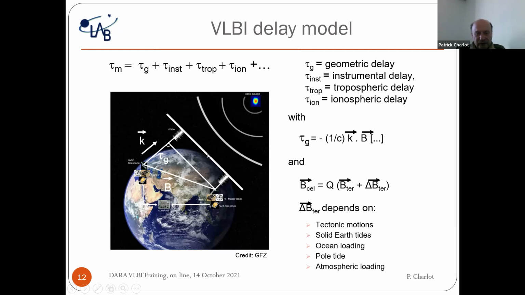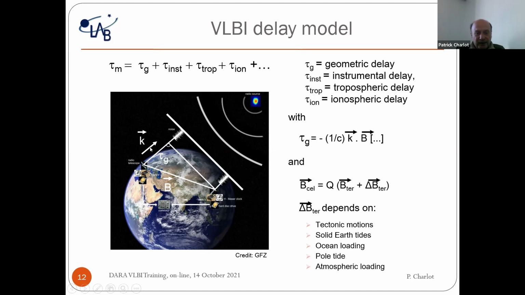If you look at this graph, your source is there. You have two stations, one here and one here. The signal coming from that source arrives first at this station and then at the second station with some time delay. This is the geometric delay. If there were no atmosphere, nothing else, it would be exactly like that.